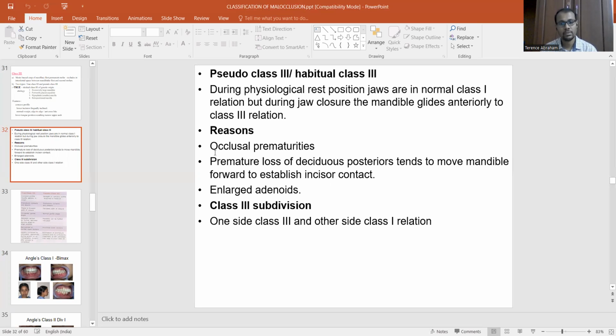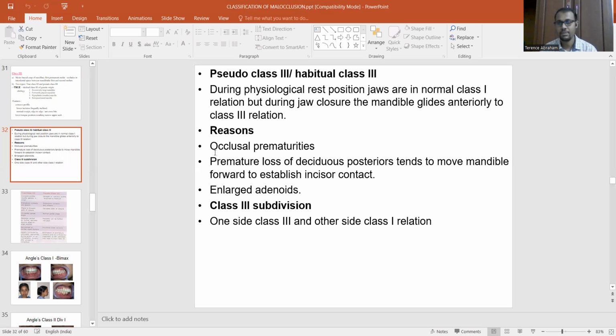Because of the occlusal prematurities, there will be a gliding of the mandible, or a deviation in the path of closure, or there may be an early loss or premature loss of deciduous posteriors, or enlarged adenoids. These are the main reasons for the pseudo class 3. In pseudo class 3, you can't find any true class 3 clinical features.